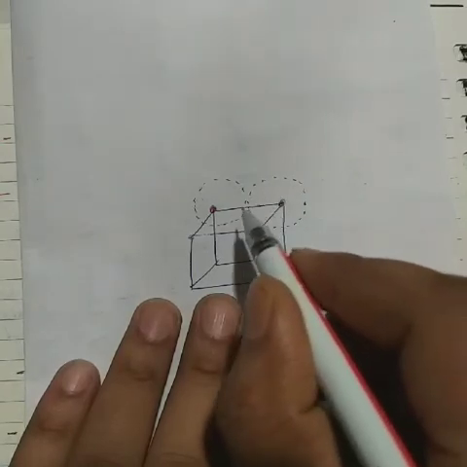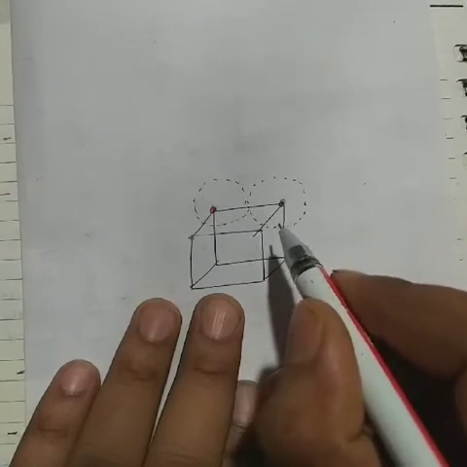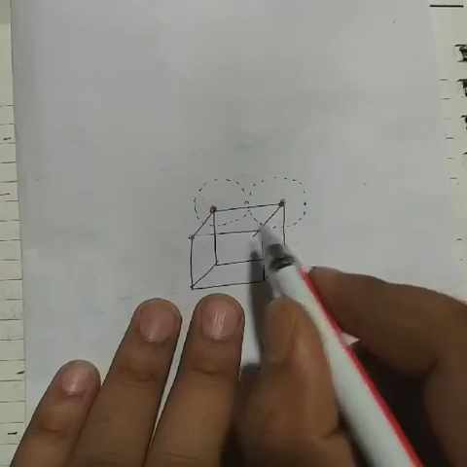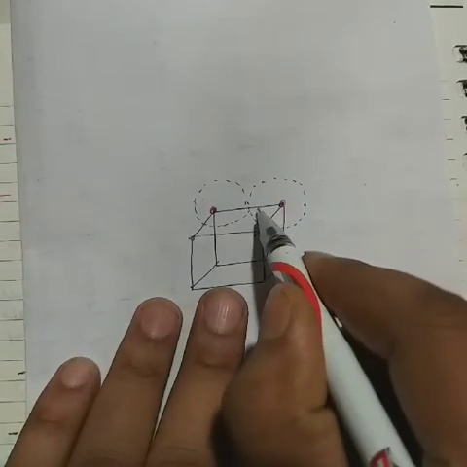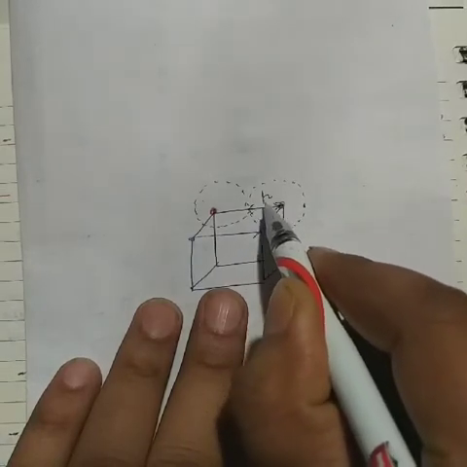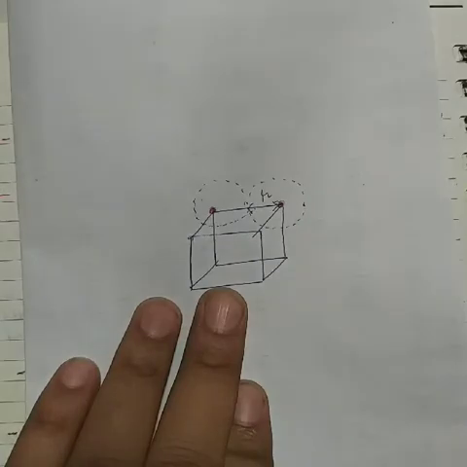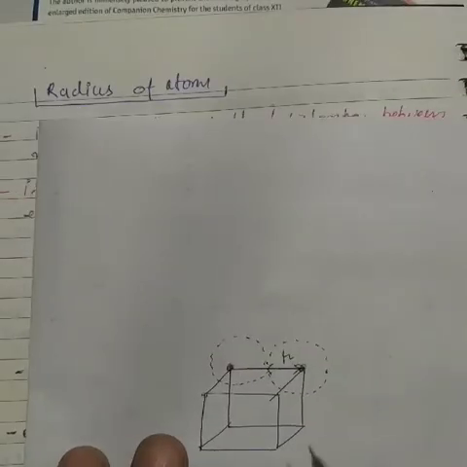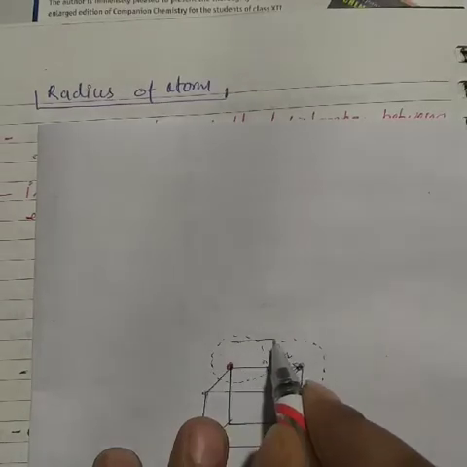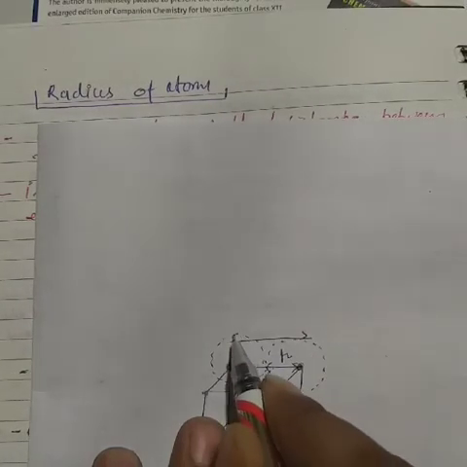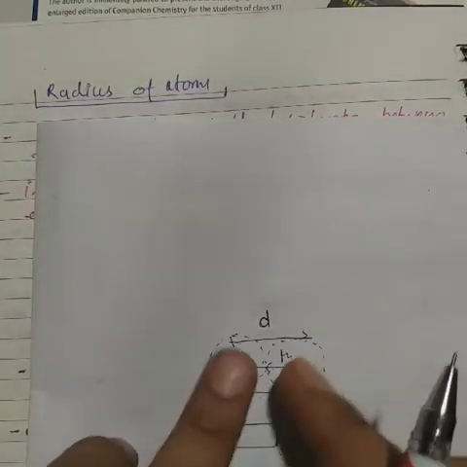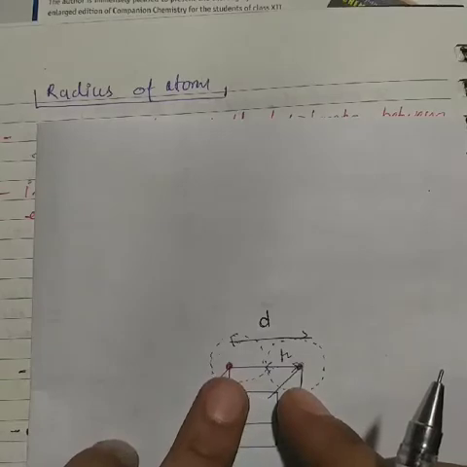Here we assume the atom is spherical, that means this type of spherical shape. So here it is half of the distance. Half of the distance here is the radius, and the radius is represented by r. The distance between two spheres is called d, and half of the distance between two atoms is called the radius of the atom.